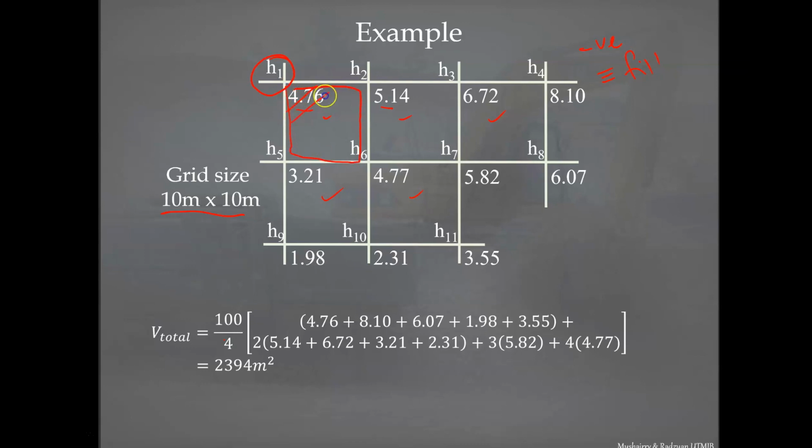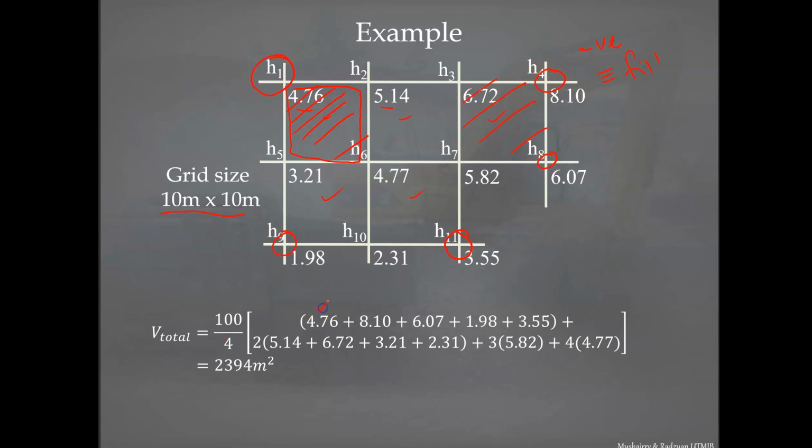When we calculate that, we're going to use H1. When we calculate this, we're going to use H4 also, only once. H11 will be used once, and H9 will be used once. Okay, as well as H8. So you're going to have H1, H4, H8, H9, H11.